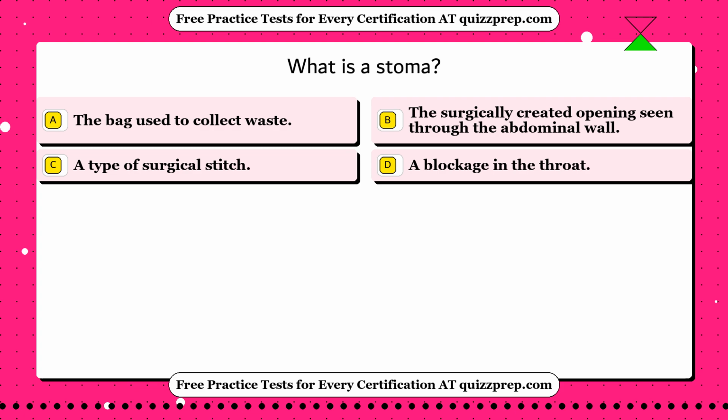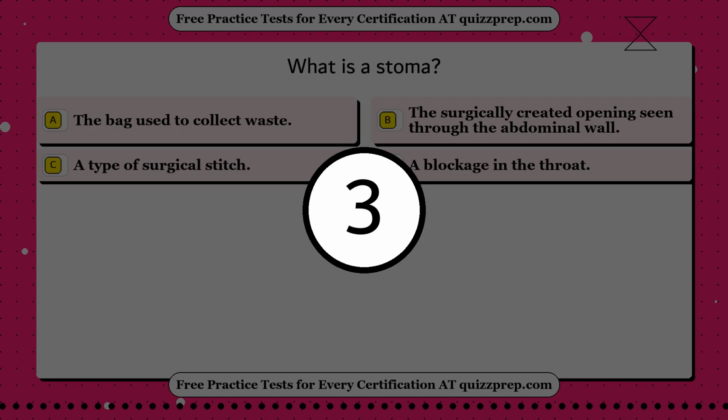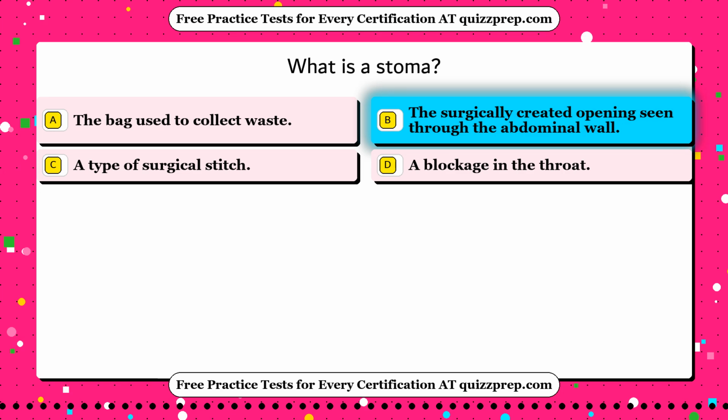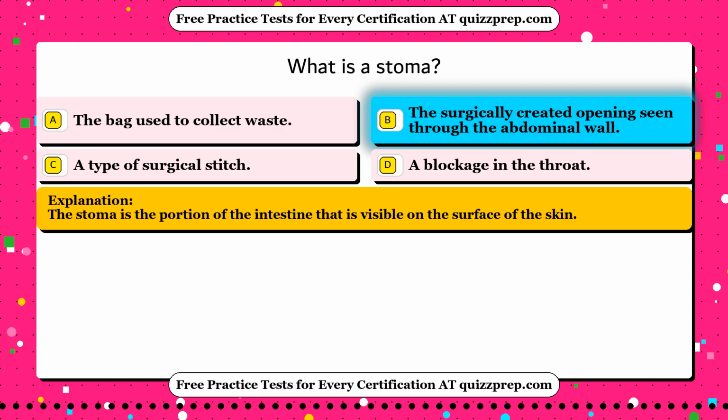Question 51. What is a stoma? Option A, the bag used to collect waste. Option B, the surgically created opening seen through the abdominal wall. Option C, a type of surgical stitch. Option D, a blockage in the throat. The correct answer is option B, the surgically created opening seen through the abdominal wall. The stoma is the portion of the intestine that is visible on the surface of the skin.